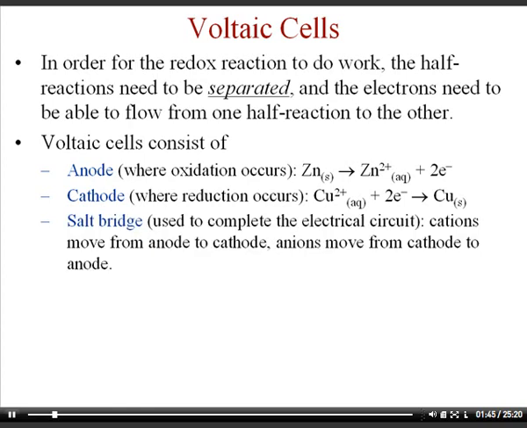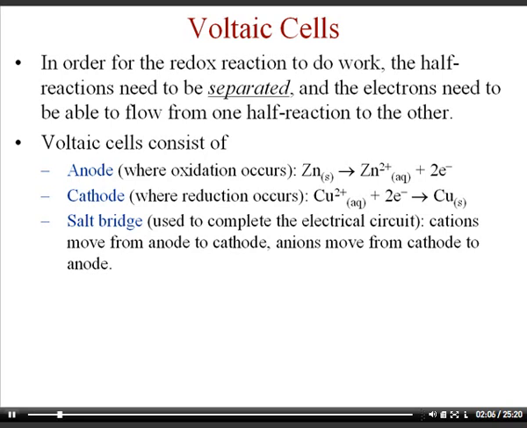Now there has to be a salt bridge, which is used to complete the electrical circuit, and it allows cations to move from the anode to the cathode, and the anions go from the cathode to the anode. So it's pretty easy to remember which way the ions flow. The cations flow to the cathode compartment and the anions flow to the anode compartment.